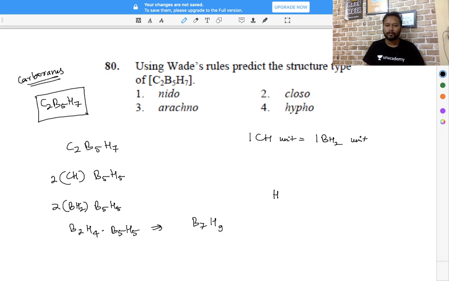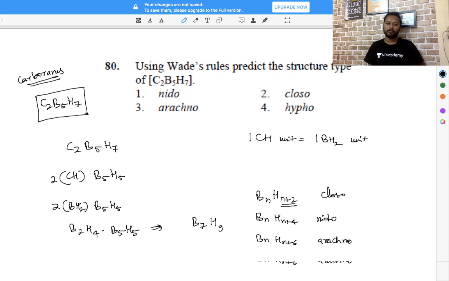If you have this form BnHn+2, that is closo. If you have BnHn+4, that is nido. If you have BnHn+6, that is arachno. Okay, so closo, nido, arachno, and hypho you all can do, right? So it will be like this.